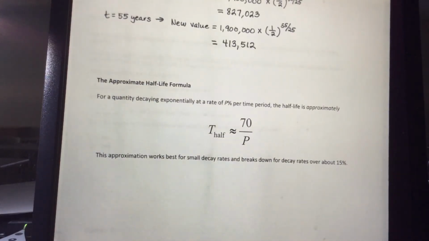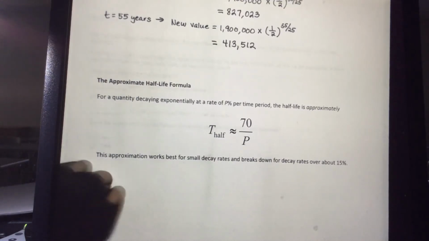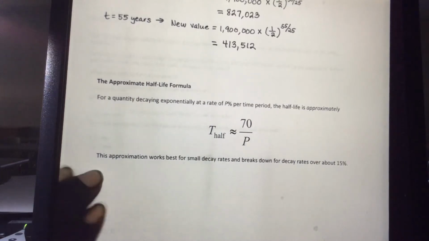Okay, now for the approximate half-life formula. For a quantity decaying exponentially at a rate of p% per time period, the half-life is approximately T sub half approximately equal to 70 divided by P. That approximation works best for small decay rates and breaks down for decay rates up over about 15%. So if it's over 15%, this would not work. But less than 15%, if it's very small, this would work.